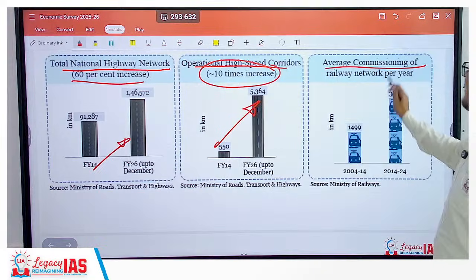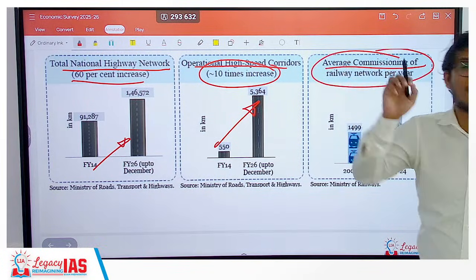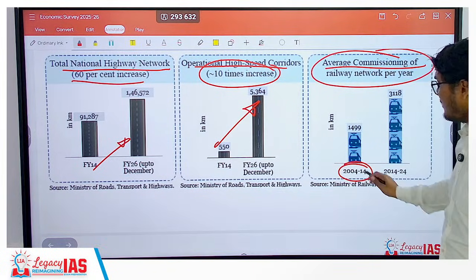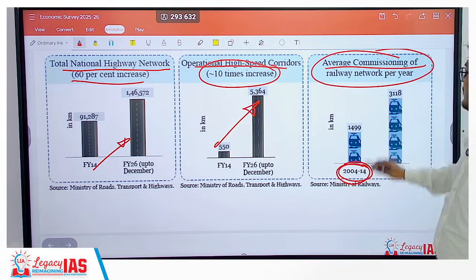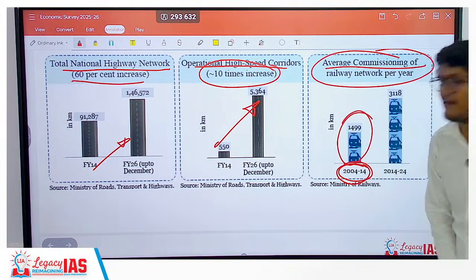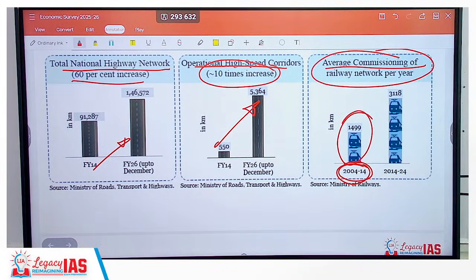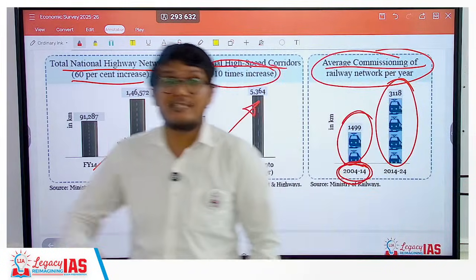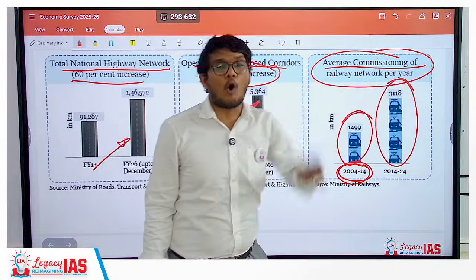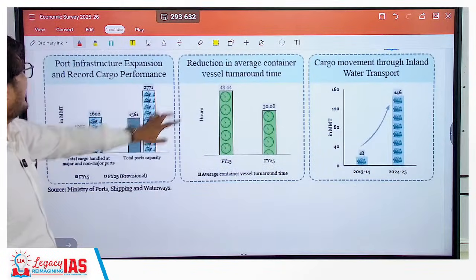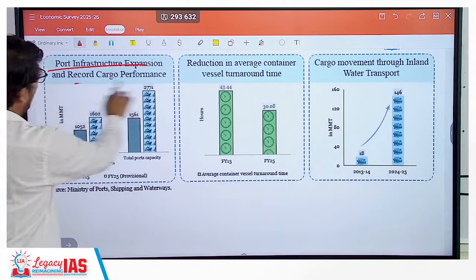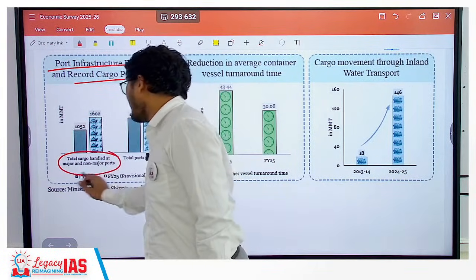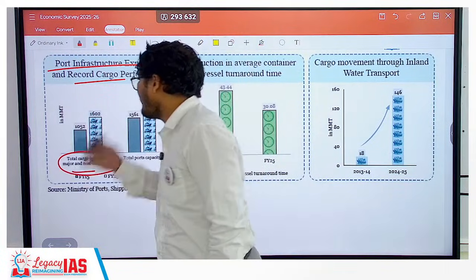Then there has been the average commissioning of railway network per year. So in 2004 to 2014, this decade, average commissioning per year was around 1500 kilometers, 1499. Now we are commissioning around 3118 kilometers per year. So it has more than doubled. Then we have the port infrastructure expansion. So we have here the total cargo handled at major and non-major ports.